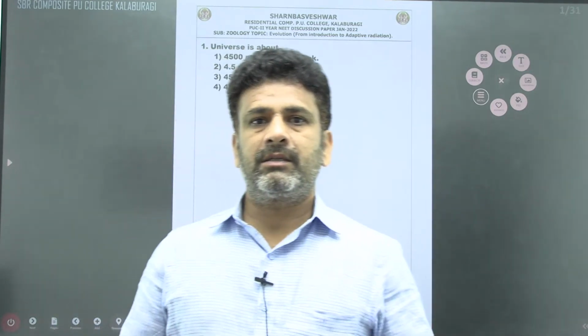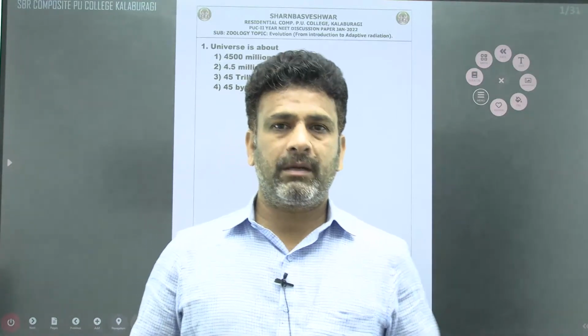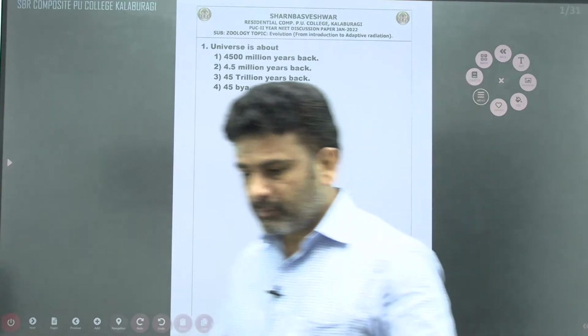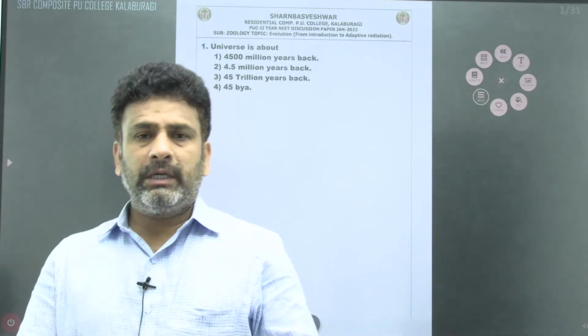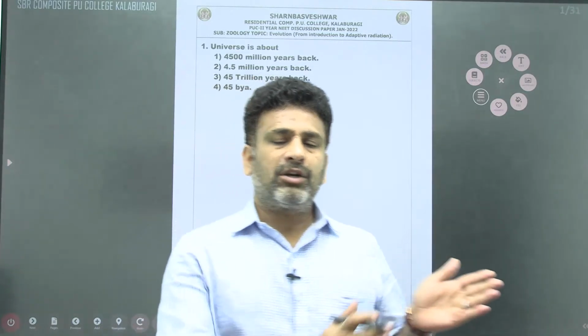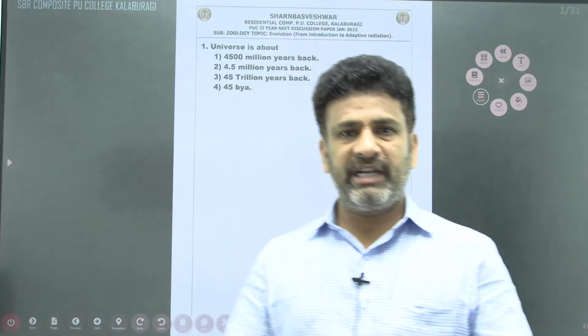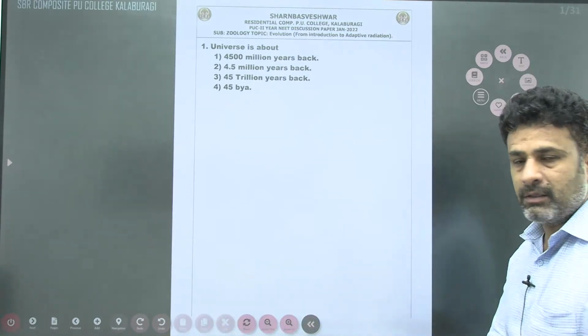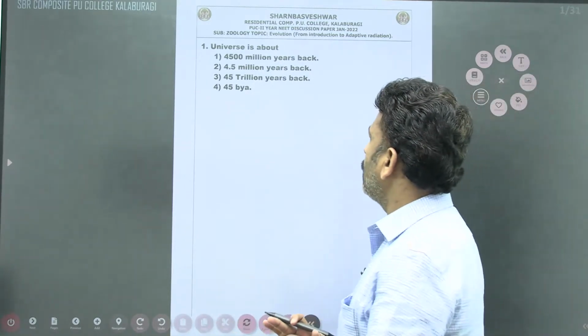Today we'll discuss the zoology NEET question paper based on the topic evolution part 1. This topic includes everything from the introduction up to adaptive radiation. So let us start with question number 1. The universe is about.